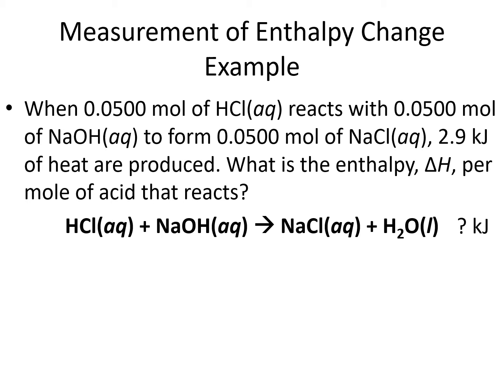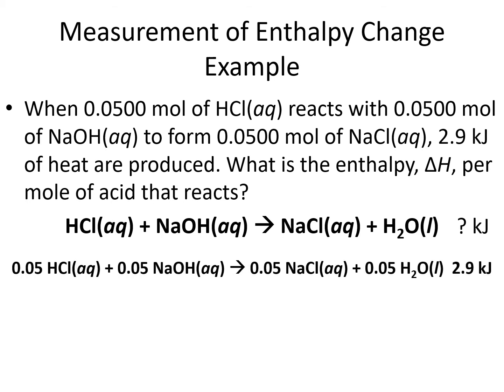It may be helpful to rewrite our equation with coefficients of 0.05 and write the 2.9 kilojoules next to the equation that it's associated with. Remember, the coefficients and the delta H are linked. Change one and you have to change the other. This is basically a stoichiometry problem, but you can use enthalpy in the conversion factor in the same way you would a coefficient from the equation. You just have to make sure that you are using enthalpies and coefficients that actually correspond to each other. The 2.9 kilojoules doesn't correspond to 1 mole of HCl. It corresponds to 0.05 moles of HCl.